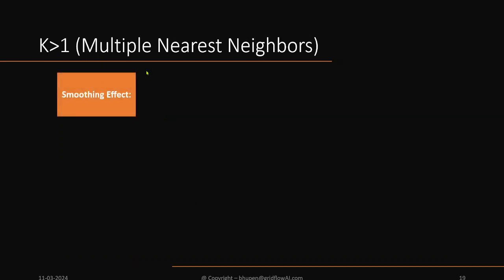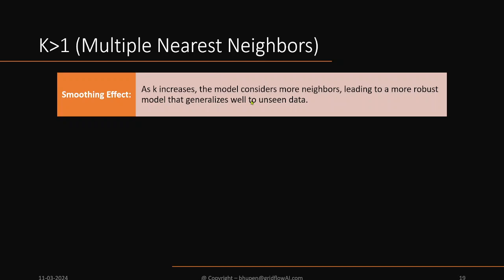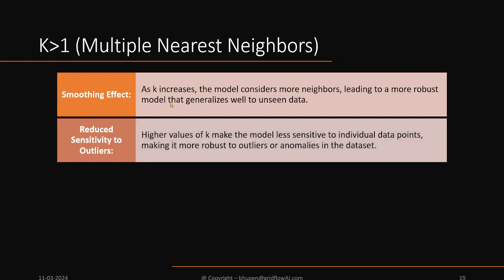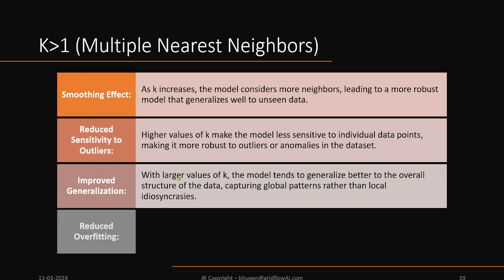At the other end, we have K greater than one, or multiple nearest neighbors. The model now considers more neighbors, leading to a more robust model that typically generalizes well to new data, a new test point. Since we are considering more samples as neighbors, sensitivity to outliers is also contained. Improved generalization because of the larger number of samples we consider as neighbors. Reduced overfitting is a consequence of the broad aspect of generalizing based on more than one neighbor to make a final prediction.